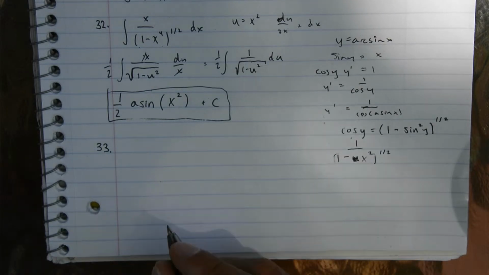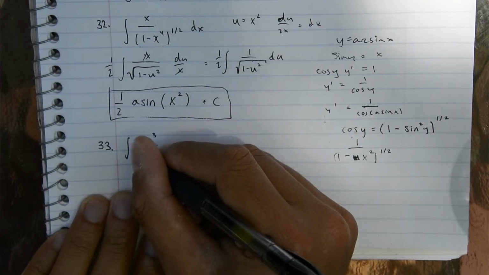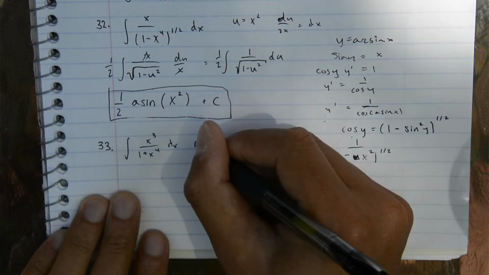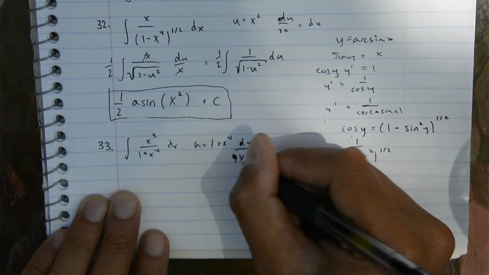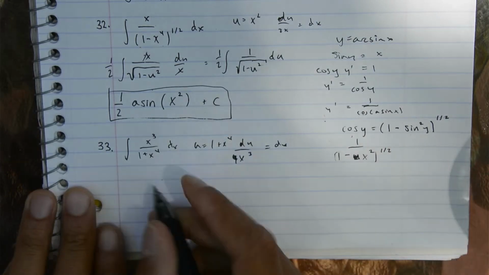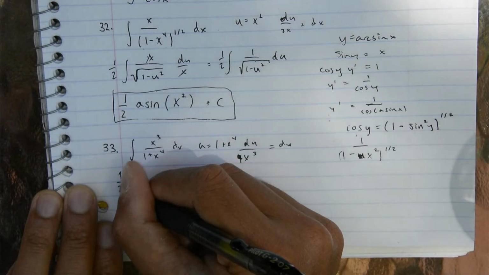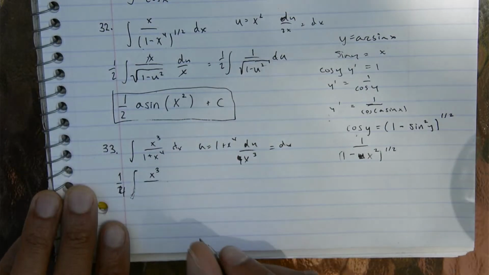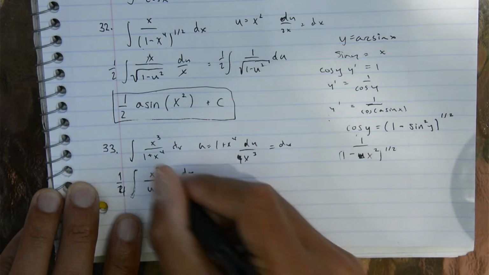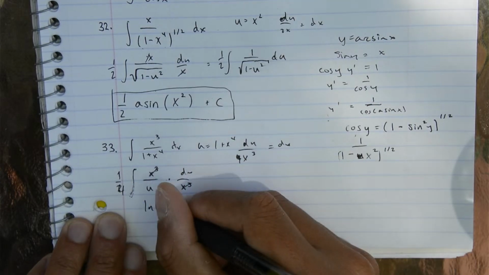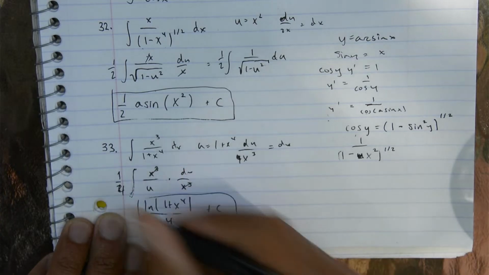All right, I think that this one might be pretty easy. The integral of x cubed over 1 plus x to the fourth dx. So we take u equal to 1 plus x to the fourth, du over 4x cubed is equal to dx. So then we're going to get 1/4 the integral of x cubed over u times du over x cubed. So then we're just going to get ln of 1 plus x to the fourth over 4 plus c, like that.